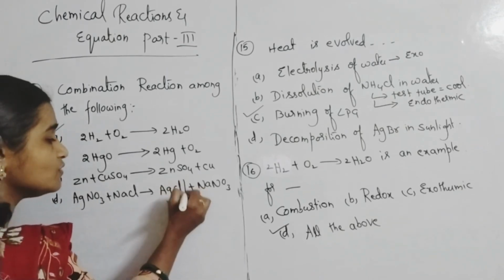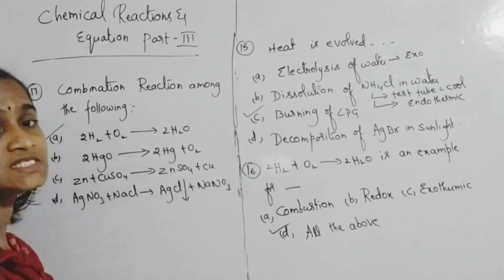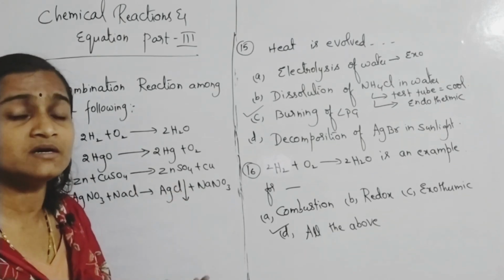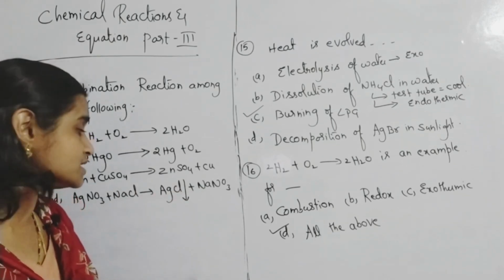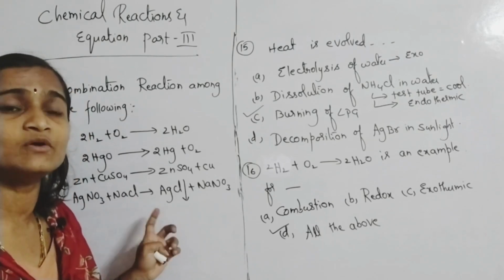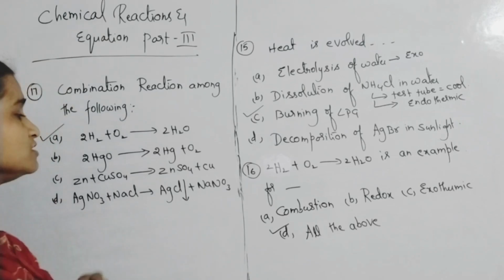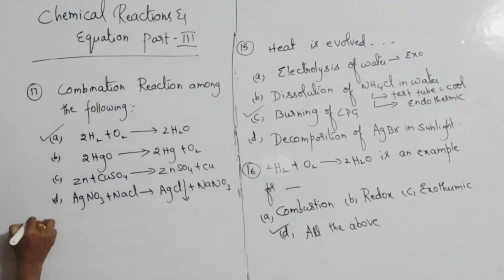And AgNO3 plus NaCl gives rise to AgCl plus NaNO3. Here you will find the white precipitate of AgCl is formed, the insoluble solid substance which settles down at the bottom of the test tube. You call it a precipitate. It's an example of a precipitation reaction, which comes under double decomposition reaction. So your correct answer is A.